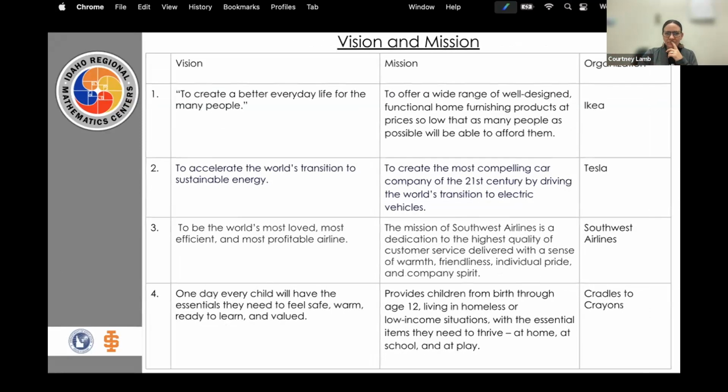So if we look at these all together, let's take a second to look at it and see if you notice any patterns or anything in common with vision and mission. What do you notice about the vision, or about the way they write their mission, the way that it's constructed? What are some things you notice? I feel like it's what do you want and what will you do? Interesting.